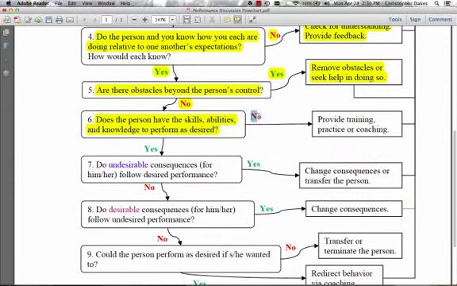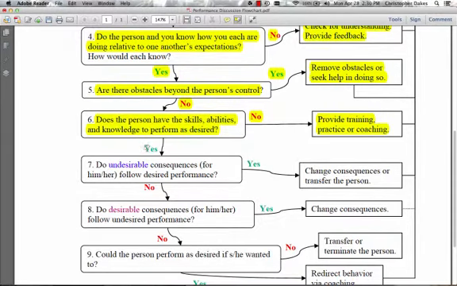then if they don't have the skills and abilities, then you've got to say, okay, well, maybe we'll provide them some training to develop those skills, or give them some practice, some opportunities to develop them further, or provide some coaching. But if they don't even have the skills, even though they're clear on the expectations, it's unlikely and unreasonable to expect that they're going to be able to meet those expectations.